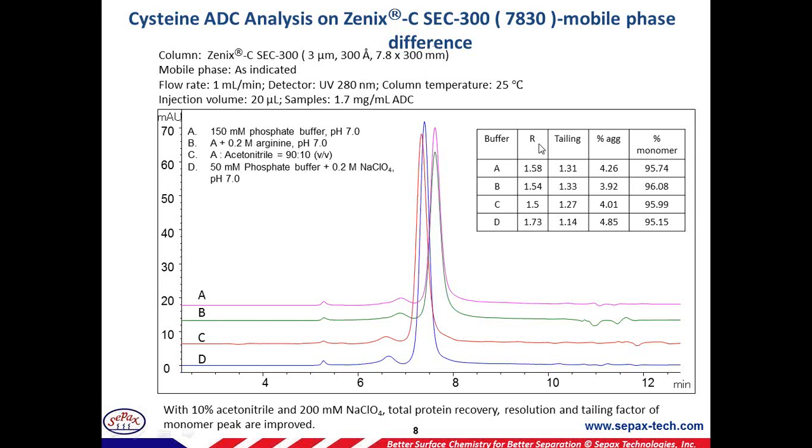So if you look at the parameters here, the resolution, the tailing, and the percentage of the aggregates and the monomer, you can see in this case, with the 200 millimolar addition of sodium perchlorate, you get much more total protein recovery, improved resolution, and an improved tailing factor of the monomer peak.